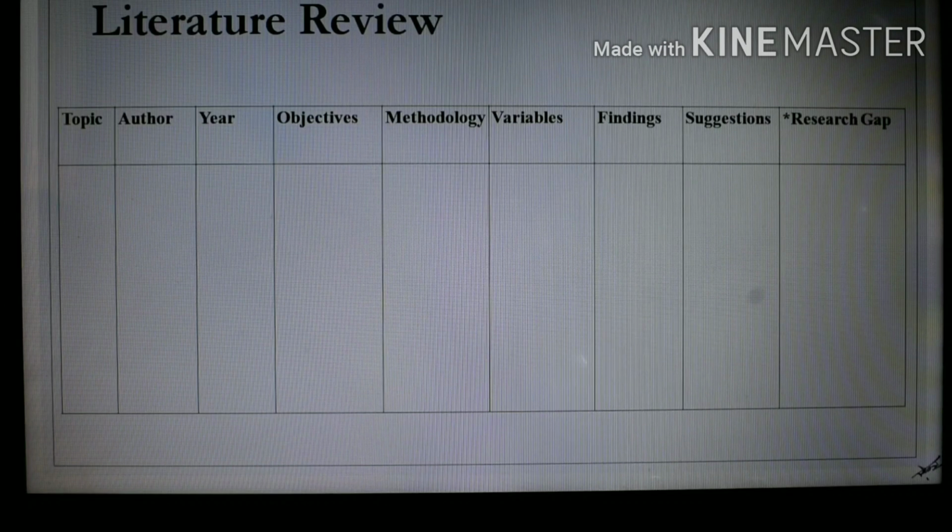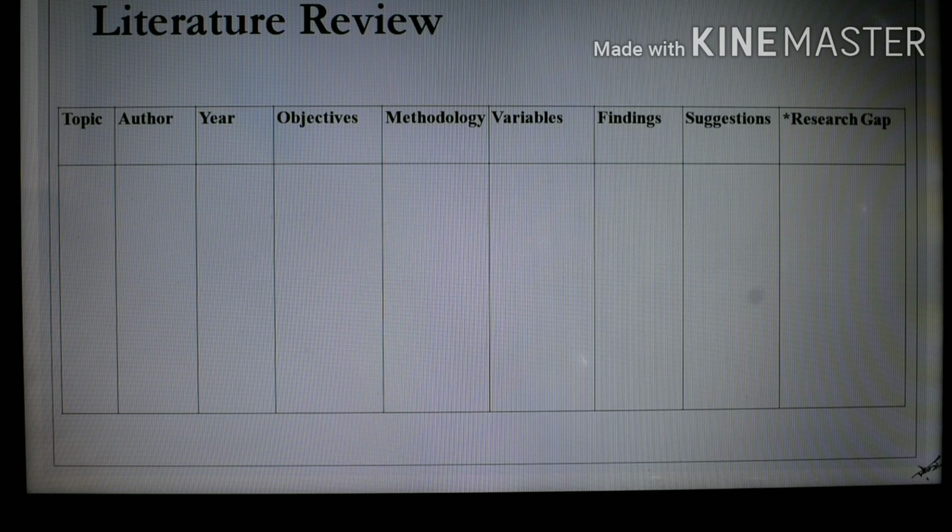Now this is my suggestion to new researchers. While going through any literature, if you follow a proper table format, it is easier for you all, because we are not like a machine. What we have read today, we cannot remember after two or three years. So I suggest that new researchers follow this table format.